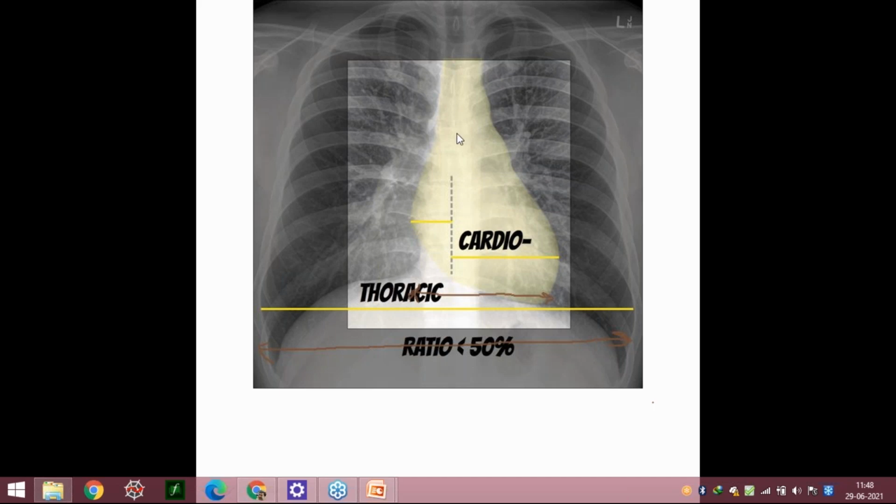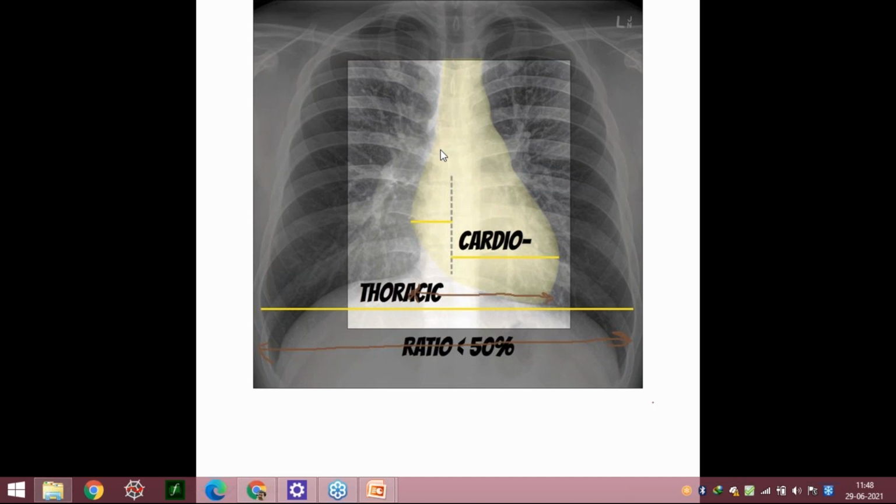Any one of you who can tell what does the right border of the heart comprise of? Yes, if you start again, the more systematic you are. So one of you guys who are writing is saying that it is SVC, right atrium, and the IVC. That is what the right border comprises of, and that is also what is seen on the X-ray.